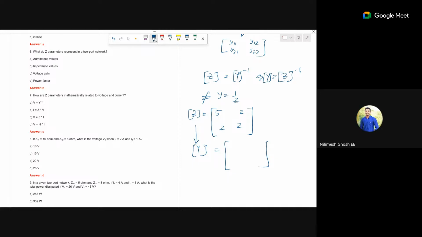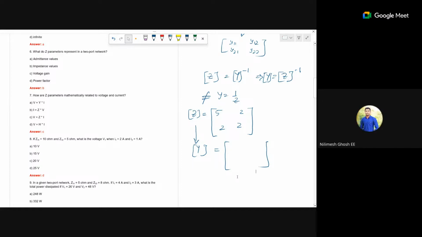So we have to do the Z inverse here. We all know how to do a matrix inverse. For a 2 cross 2, it's a very easy formula. We can get the Y matrix from inverting this Z matrix. It's a simple math calculation. How to invert a 2 cross 2 matrix? We have to take the adjoint matrix and divide it by the determinant, right?